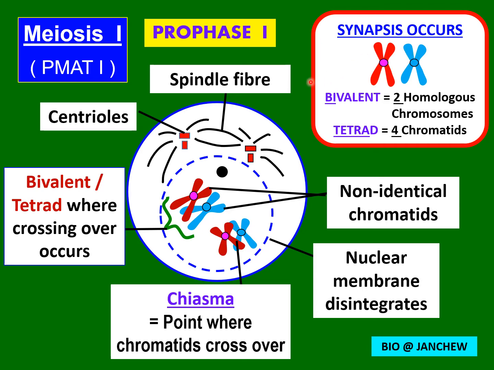Next, two events occur which do not occur in prophase of mitosis, but only occur in prophase I of meiosis. The two events that occur in prophase I of meiosis, which are very important, are synapsis and crossing over. Now, in synapsis, homologous chromosomes will come together. For example, the pair of long chromosomes will come together and pair up to form a bivalent. So here we see the two copies of the homologous chromosomes, one paternal chromosome and one maternal chromosome, pairing up. So this pair of chromosomes is called a bivalent.